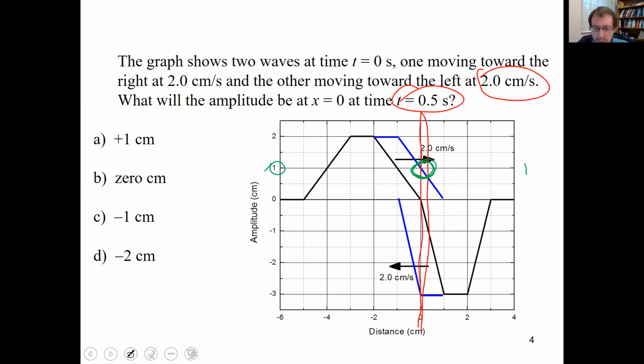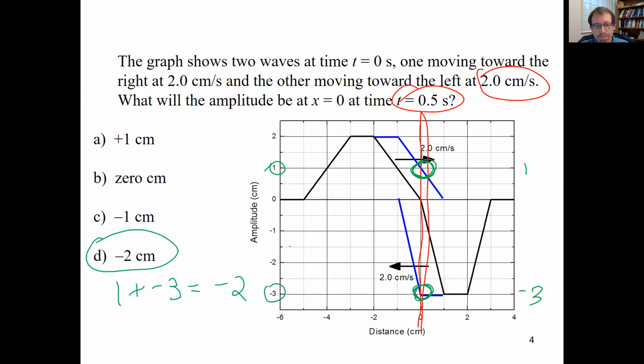And then my bottom wave pulse on the x equals 0 line is right there, and so that has a value of -3. And again, we can see the -3 right there. So when I add those two amplitudes together, 1 plus -3 gives me -2. And that is the correct answer right there. Choice D is the right answer. Like I said, a little bit of a thinker. Hopefully you can see it now that we've talked through it, but it's not uncommon to be a little confused here.